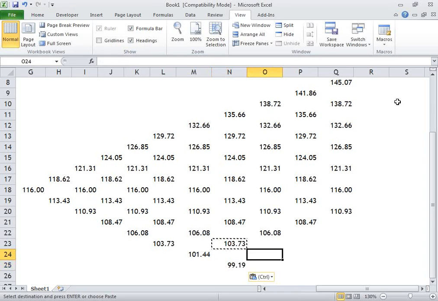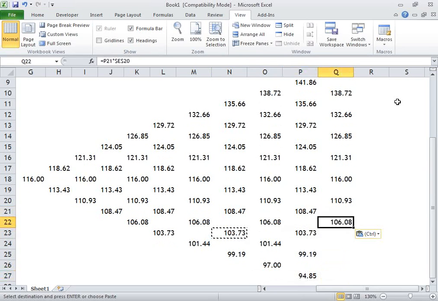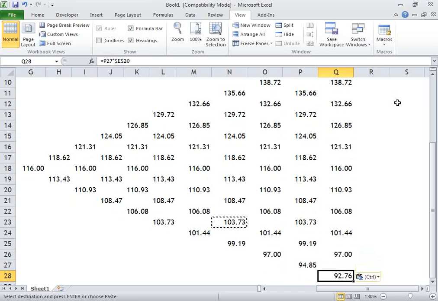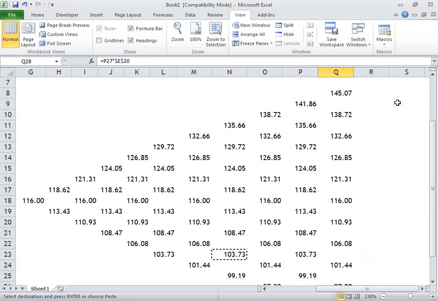So this is my tree. This is my binomial tree. As we know, these are our 10 nodes.